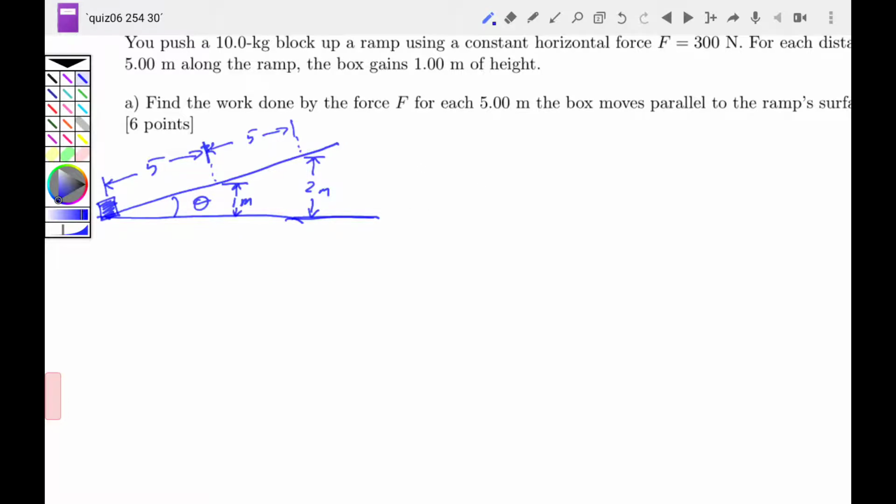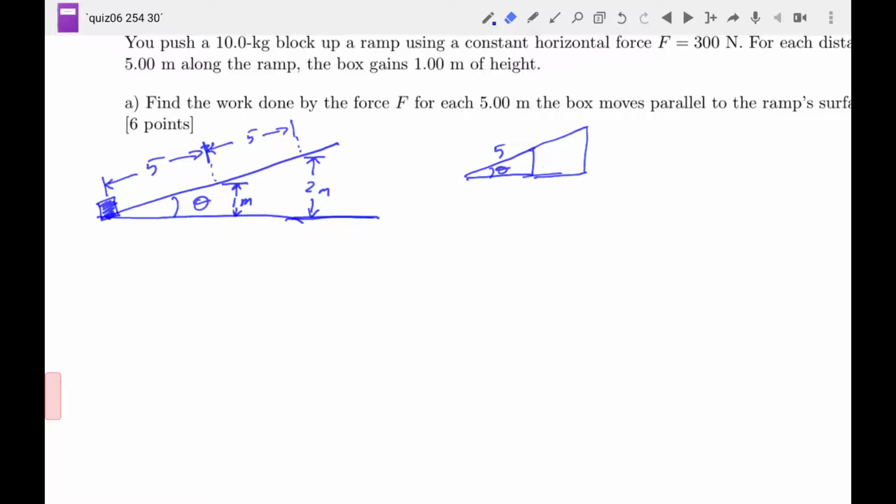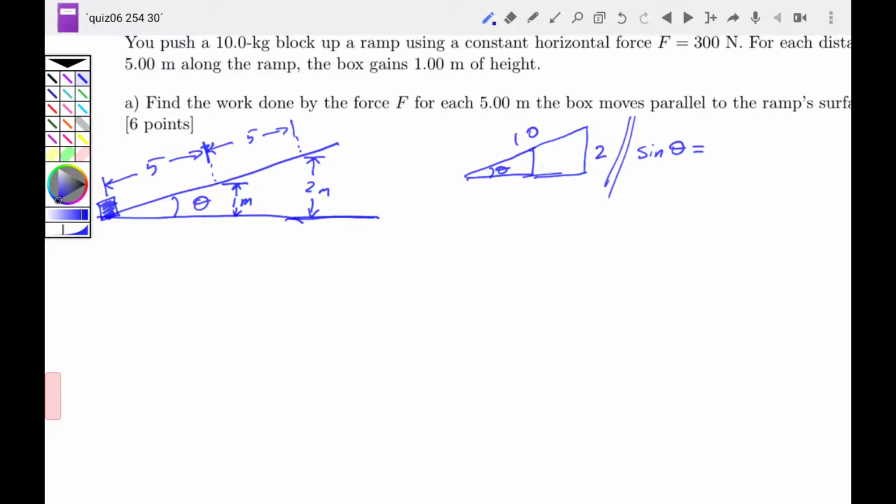So we can find the angle just by looking at these triangles. Either you have a hypotenuse of 5 and an opposite side of 1, or a hypotenuse of 10 and an opposite side of 2. Either way, you'll probably suspect that the sine of the angle is the thing to use, because that's either 1 over 5 or 2 over 10, and those are the same. So the angle is the inverse sine.